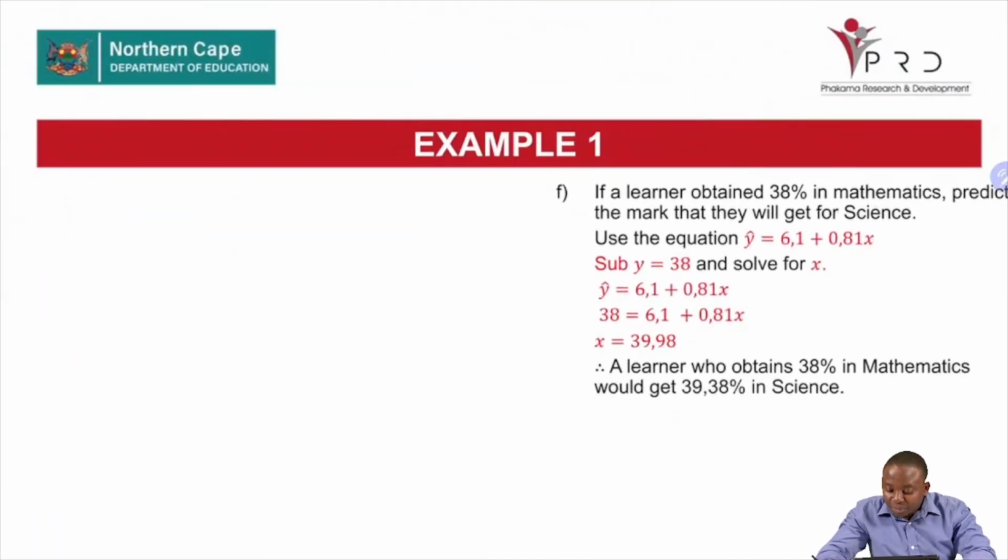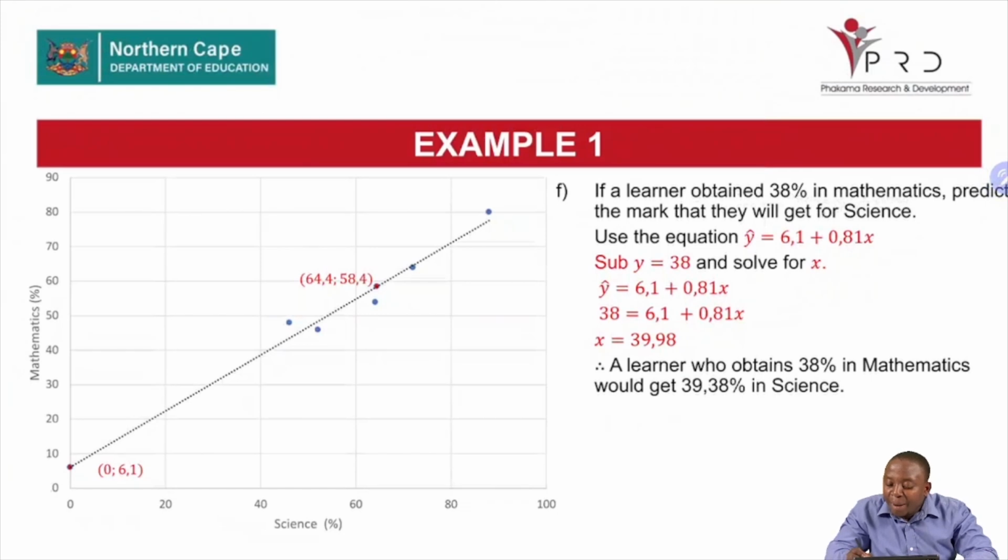Now, let us look at number F. Number F says to us, if a learner obtained 38% in mathematics, predict the mark that they will get in science. Now, what do you do when you have such a situation? We are given 38% and the 38% is in mathematics. First thing that you do, you check where mathematics is plotted. Is it on the X or on the Y? When you go to our scatter plot, we can see that mathematics is plotted on the Y. So that means this 38% represents our Y value. So in this case, our Y is equal to 38.